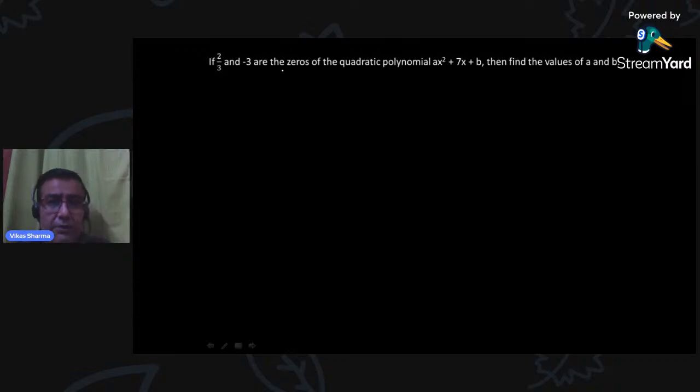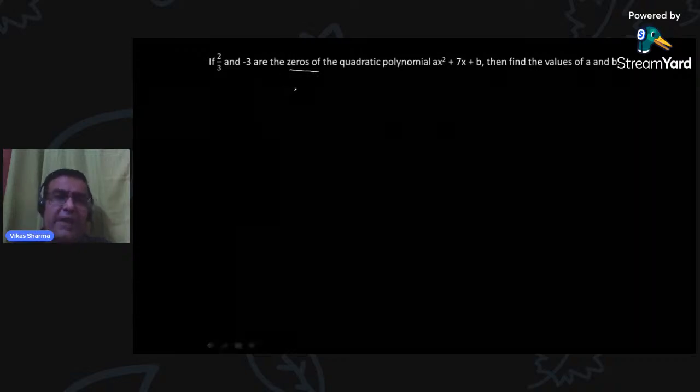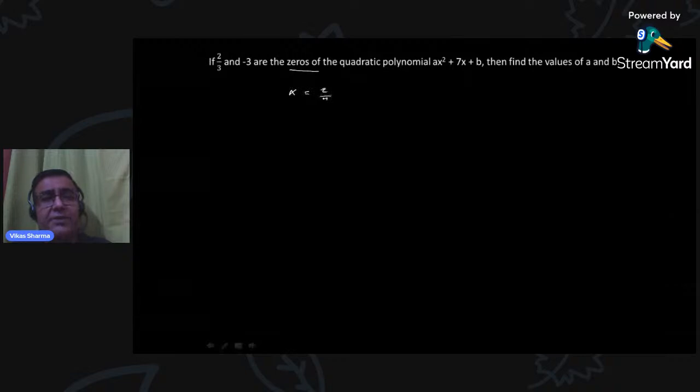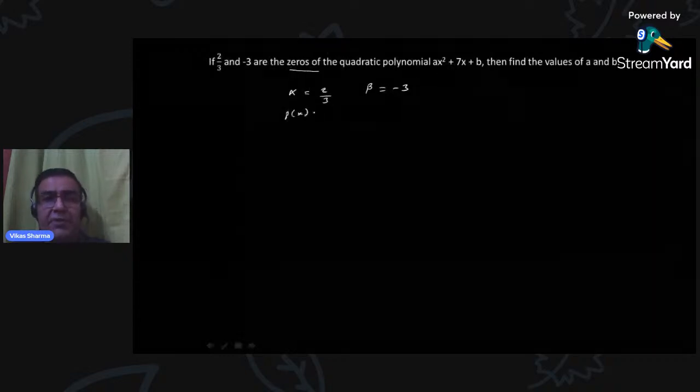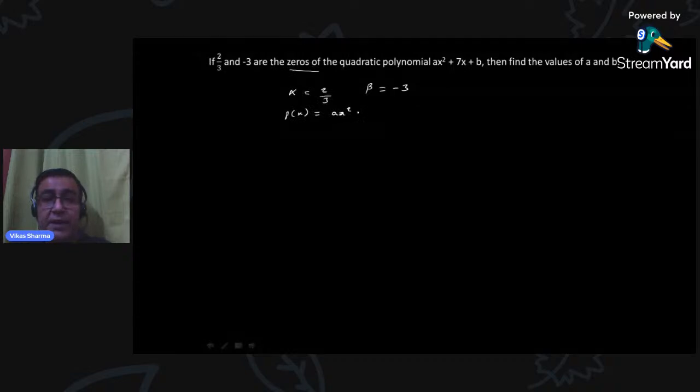Okay, if 2 by 3 and minus 3 are the zeros, so we let the two zeros be alpha and beta. So alpha is equal to 2 by 3 and beta is equal to minus 3 are the zeros of the polynomial. So let me take the polynomial p of x is equal to ax square plus 7x plus b.